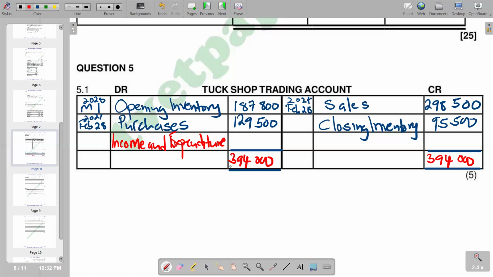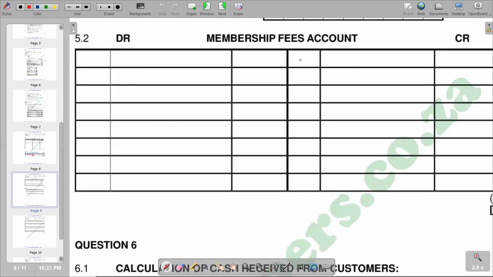So we say 394,000 minus 129,500 minus 187,800. Then we get a balancing figure of 76,700. Basically, this is what we have in terms of our income and expenditure, which is now the balance figure. So we have completed our tuck shop and trading account. So we go to the next account, which is going to be our membership fees account.